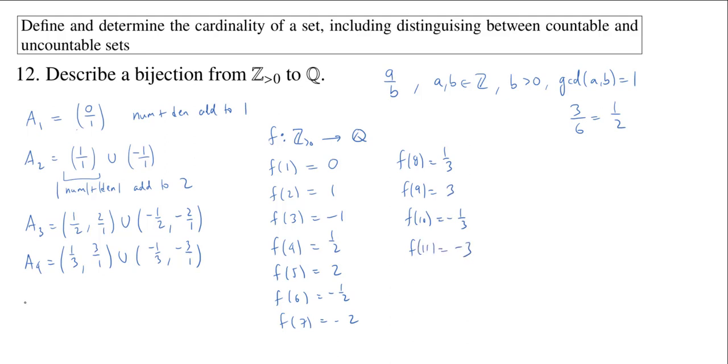I'll do one more here. For A5, they have to add up to 5, so I can do 1/4, 2/3, 3/2, and 4/1. And then I have all the negatives: -1/4, -2/3, -3/2, and -4/1. I'm not going to write all these down. f of 12 would be 1/4. f of 13 would be 2/3. And we continue on in this way.